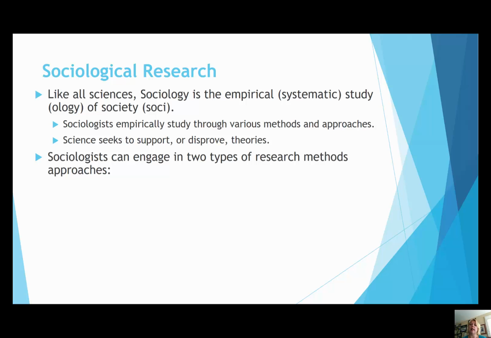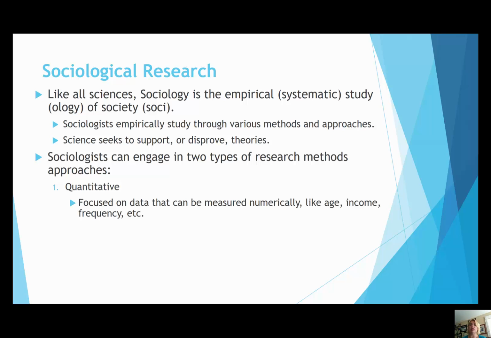Sociologists can engage in two types of research method approaches. They can be quantitative, which focus on data that can be measured numerically, like your age, your income, the frequency that something happens, the frequency or rating in which someone rates something, like strongly agree, disagree, strongly disagree. Those are all numerical ways of looking at opinions, etc.